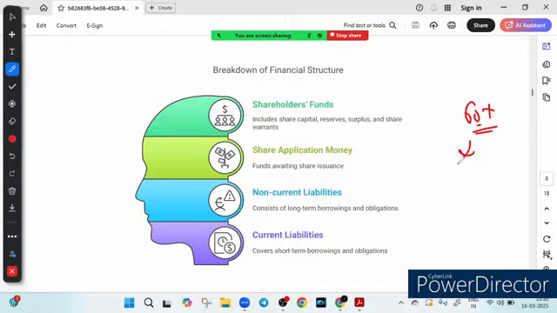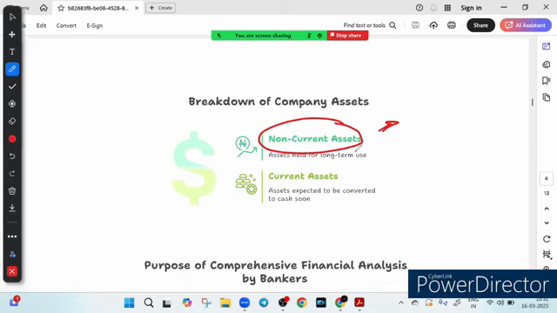So now let's continue our discussion and talk about the next topic: the breakdown of company assets. Friends, every business relies on assets to operate smoothly and to grow, but not all assets are the same. Let's break them down into two components. The first is called non-current assets, the second is called current assets. Non-current assets are the long-term resources that a company holds to generate revenue over time.